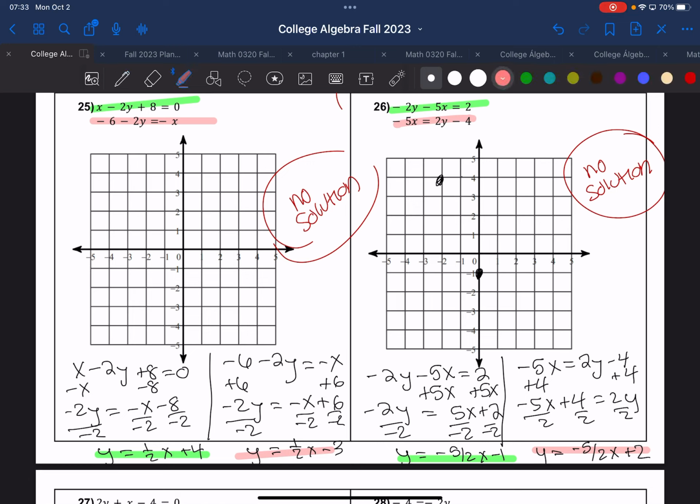So this is the green equation, just if you want a visual. And then if I graph the other equation, notice how they are right next to each other. They're parallel.